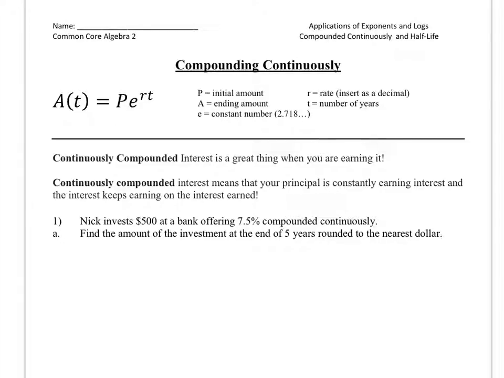Okay, the next thing that we're going to be talking about after we've compounded a certain number of times a year, like we did last time, is compounding continuously. So it's a great thing when you're earning it, because you're constantly getting the principal added to. We keep adding it over and over. It's constantly earning the interest.